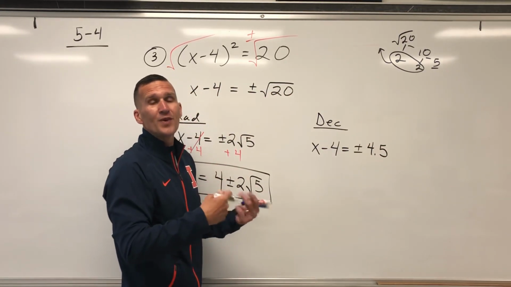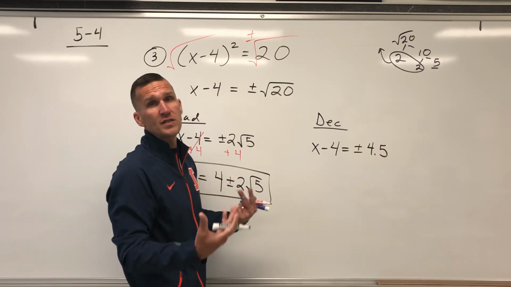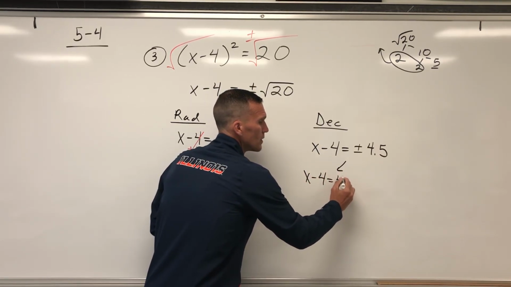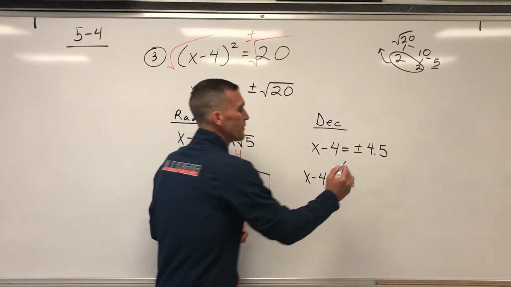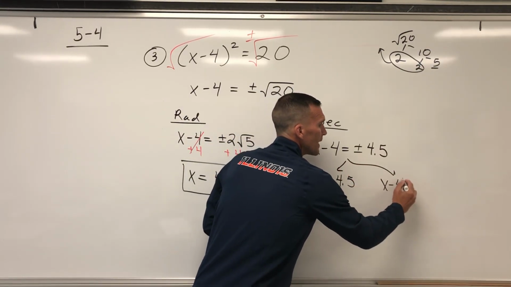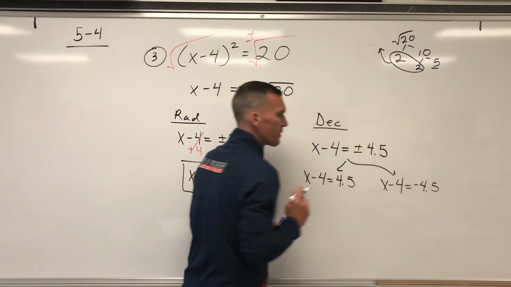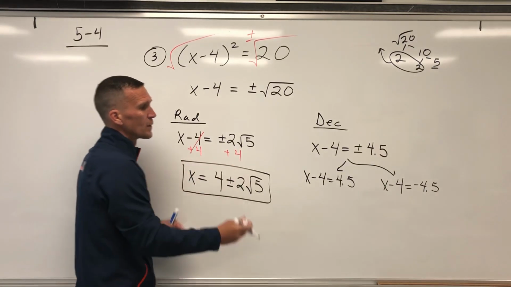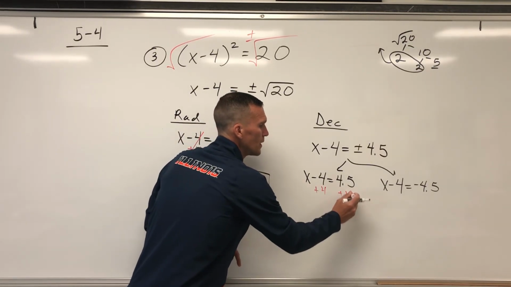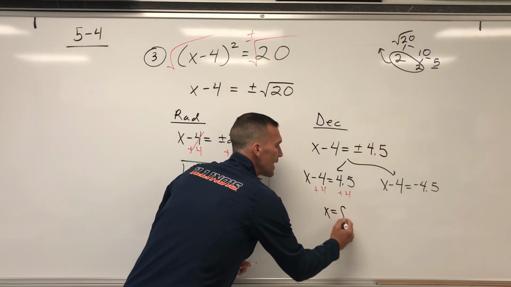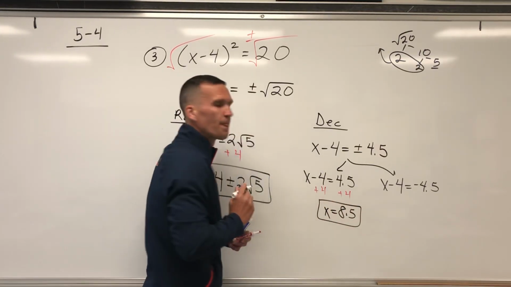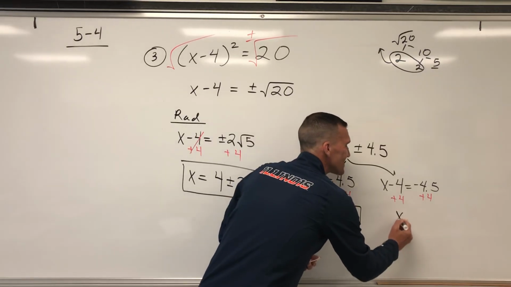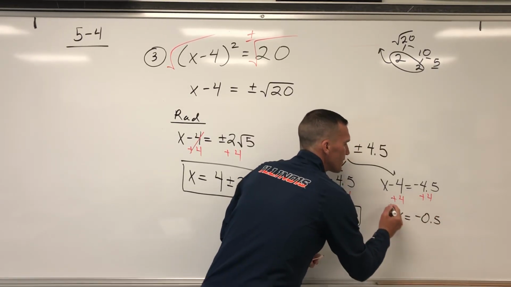Well, this is a time where you can actually plus or minus them, so my suggestion is write two different equations. I would say x minus 4 could equal positive 4.5, and x minus 4 could equal negative 4.5, and I solve them separately. Now, same thing over here. We always get rid of minus 4 by plus 4. So you could plus 4, and you get x equals 8.5. And over here, you could plus 4, and you would get x equals negative 0.5.